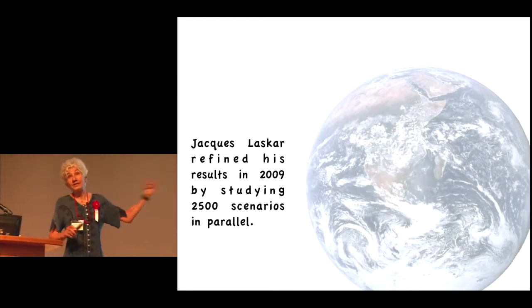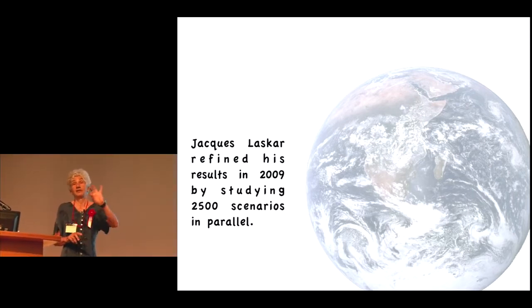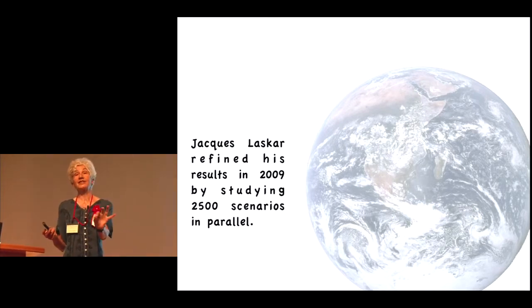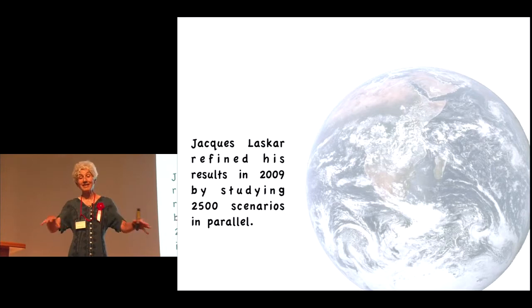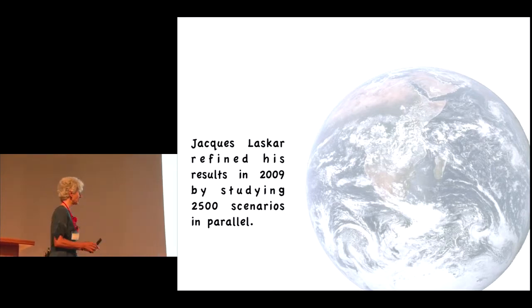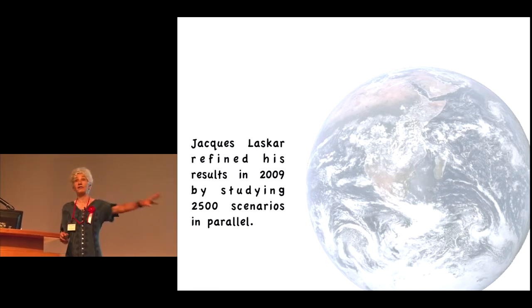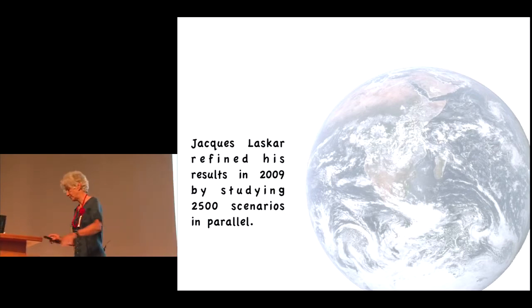So I told you 21st century. In fact, Jacques Lascar refined his result with a very fine simulation of the solar system in 2009. He studied that if you make an error in the initial condition, the error will grow, so you don't know where the planet is. So what do you do? You study many, many scenarios in parallel. He studied 2,500 scenarios in parallel. He had 2,500 computers running in parallel for several months, simulating the solar system.